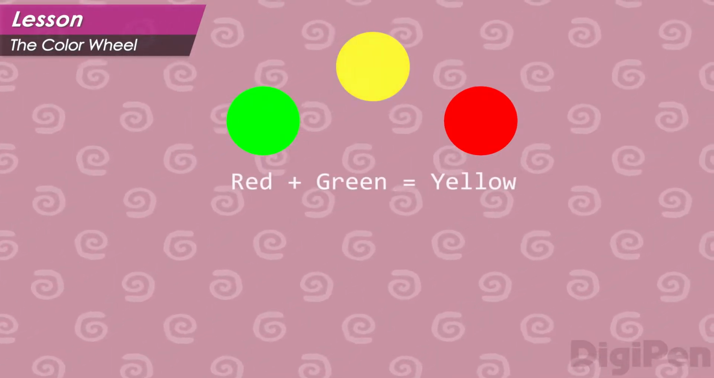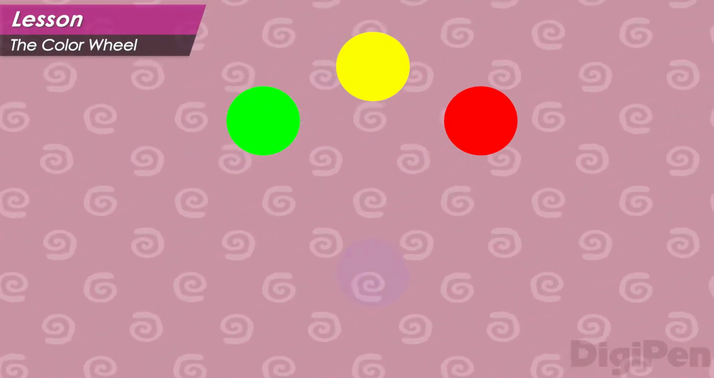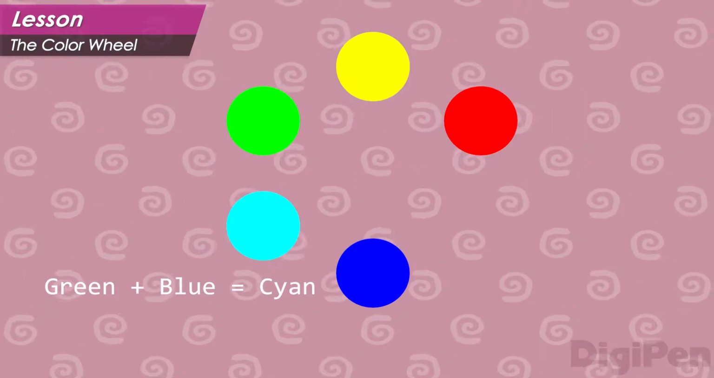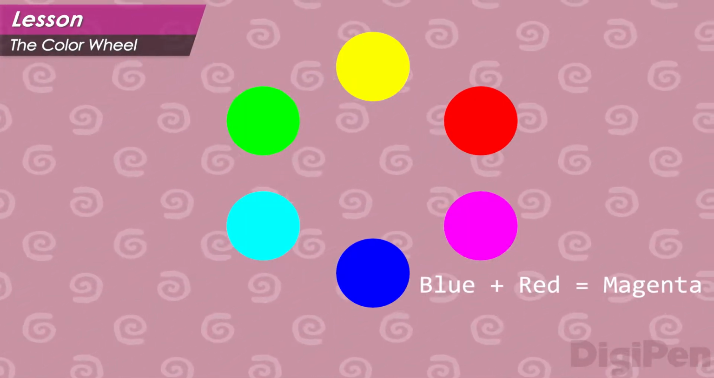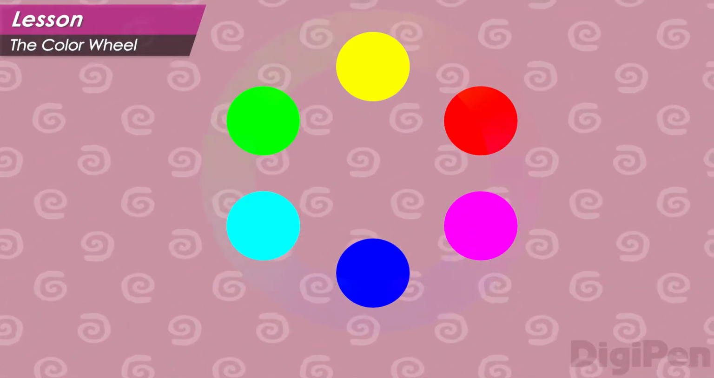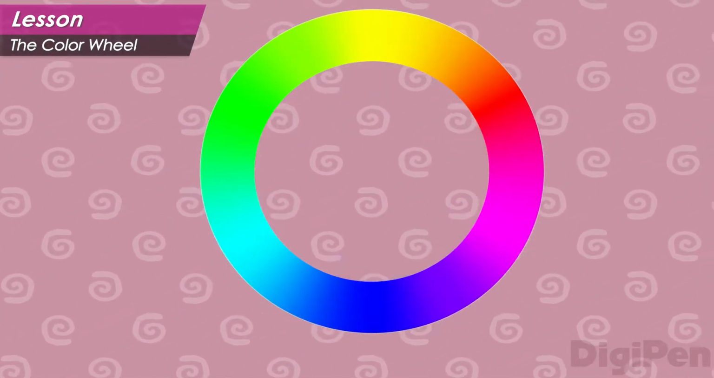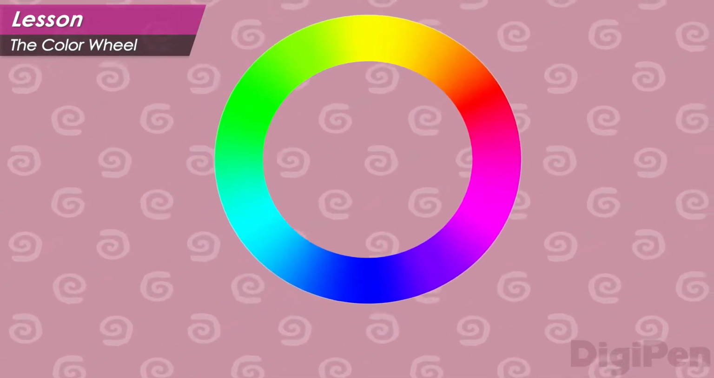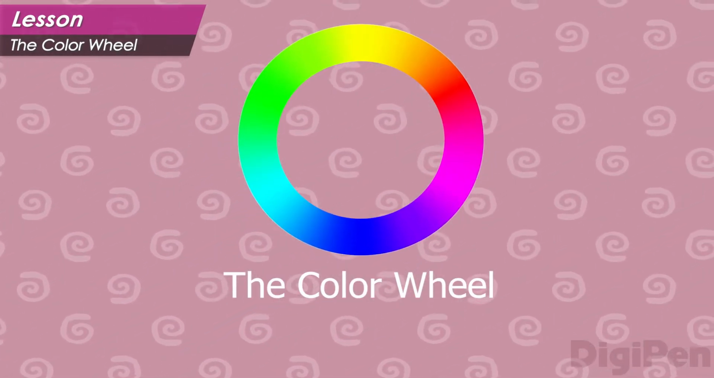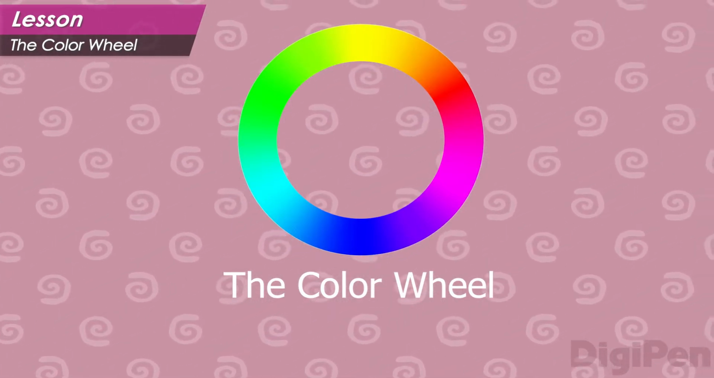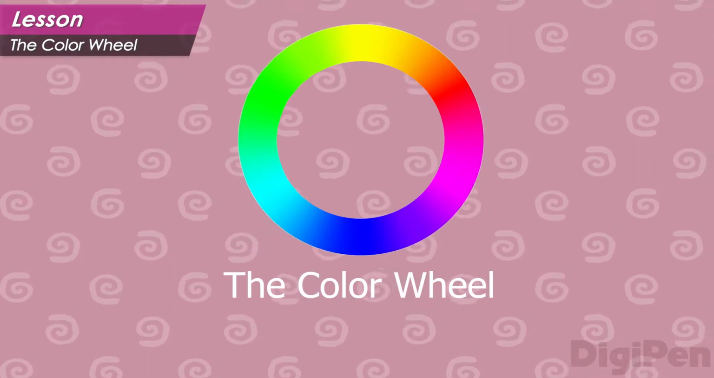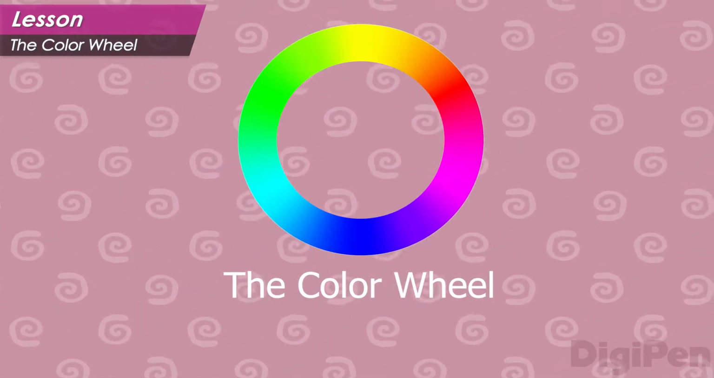If you combine red and green, you get yellow. Combine green and blue to get cyan. And mixing blue and red gives you magenta. If you put all these colors on a circle and blend the colors that are next to each other, you end up with what's called the color wheel. This wheel contains every possible hue, and it's a tool that is commonly used by game artists when choosing the colors they use for their art.